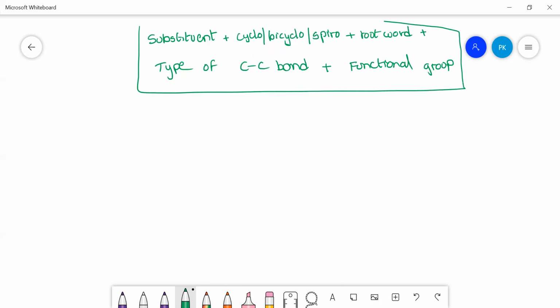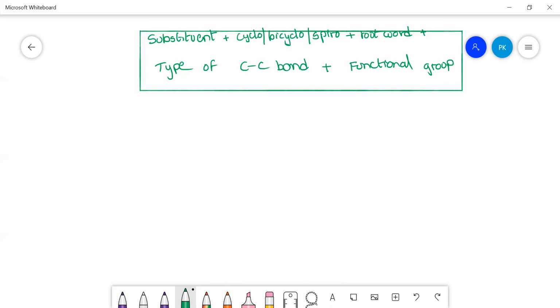It will cover almost all types of organic compounds. In some organic compounds, they might not have these words. They may not have a functional group. Let me tell you one example, students. Example: write the IUPAC naming of CH3, CH2, CH2, CH2, CH3. Write the IUPAC naming of this one.